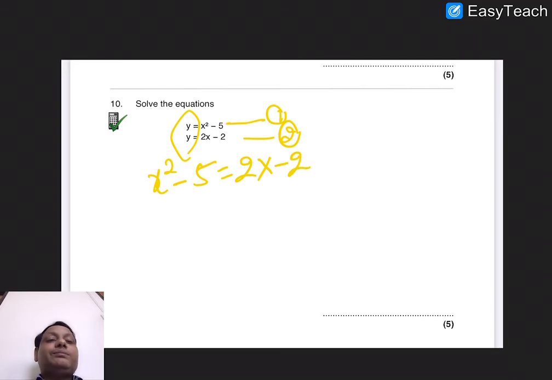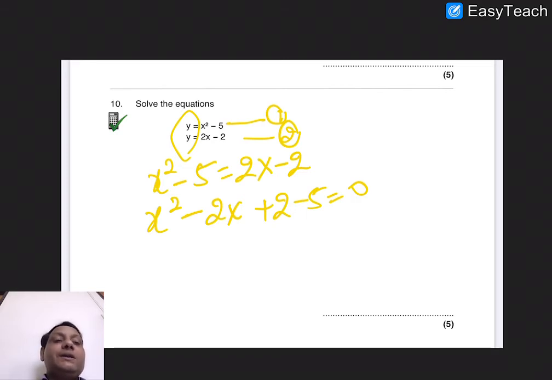Alright, so here we have to write x square, and transfer everything to one side and make it equal to 0. So x square minus 2x, then plus 2, and minus 5 already there, equal to 0. Means generally all the terms we have to transfer to one side and make it a quadratic equation, and then we have to solve for x. So here x square minus 2x minus 3 is equal to 0.